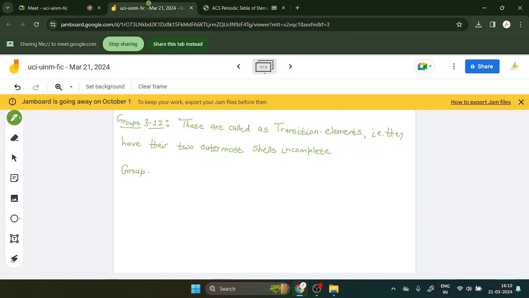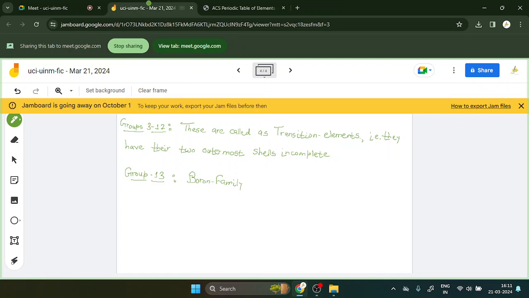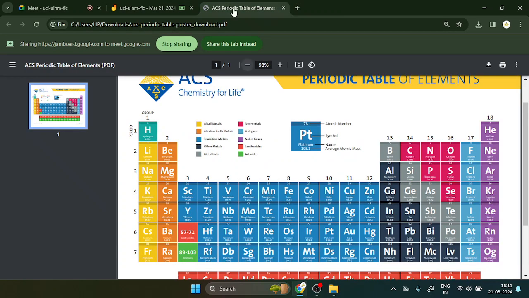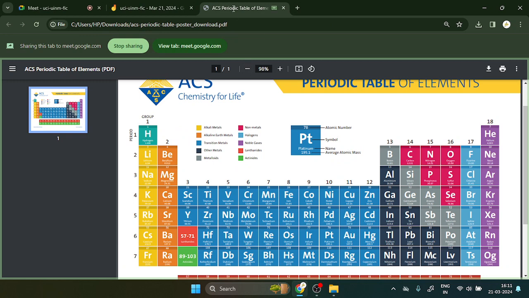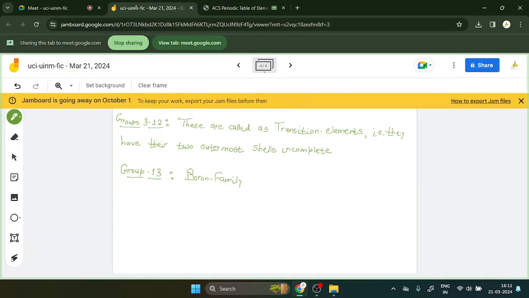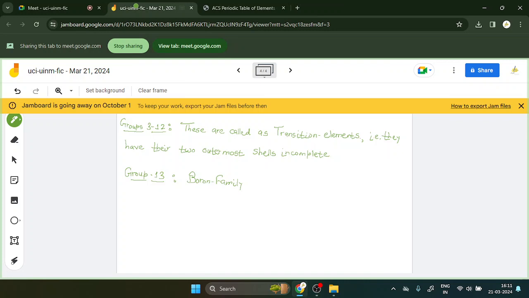Now after group 3 to 12, we have group 13, because after 12 there is 13. Group 13 is called the boron family. Why is it called the boron family? Just look here in this group. What is the first element in group 13? Boron. That's why it is called the boron family. Boron is the first member of the group.